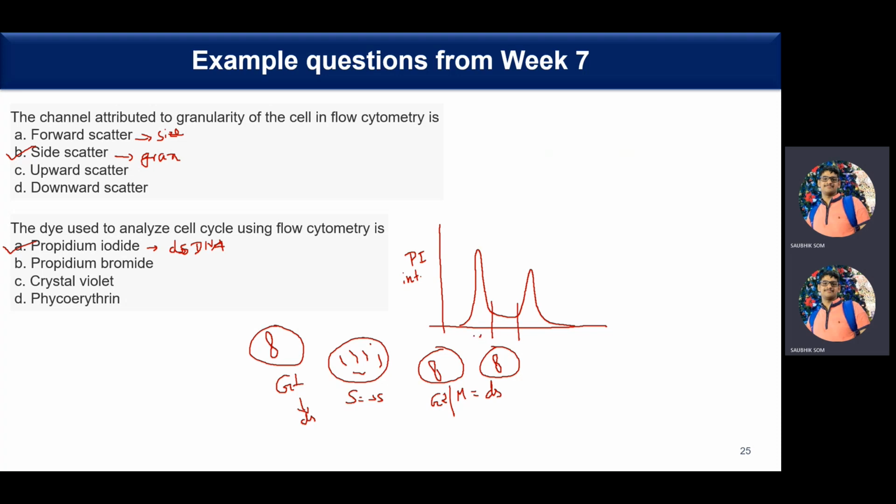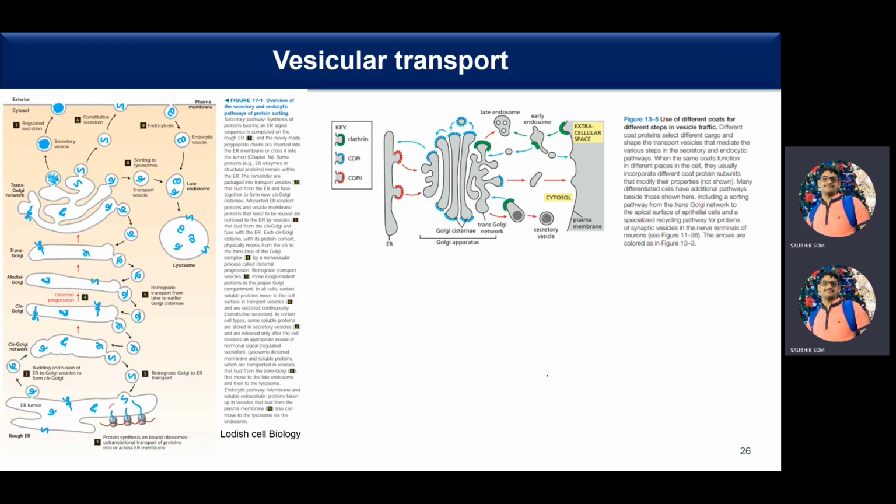This is the G1 phase, the S phase, and this is the G2/M phase, correct? So like that we can see. We will see two peaks: one is the G1 peak, another is the G2M peak. Okay, so this is how the propidium iodide staining is done.